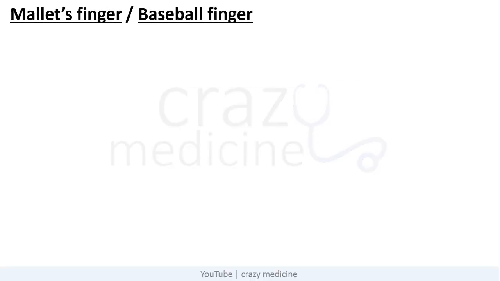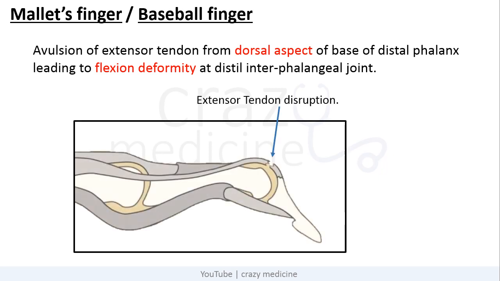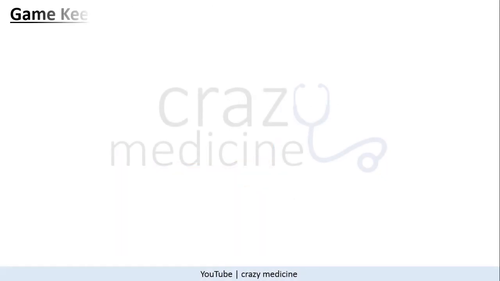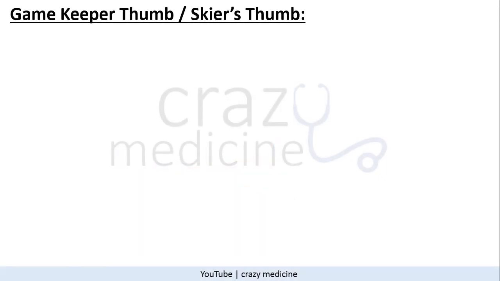Next is Mallet or baseball finger. It is avulsion of the extensor tendon from the dorsal aspect of the base of the distal phalanx leading to flexion deformity at the distal interphalangeal joint. Next is gamekeeper's thumb or skier's thumb.